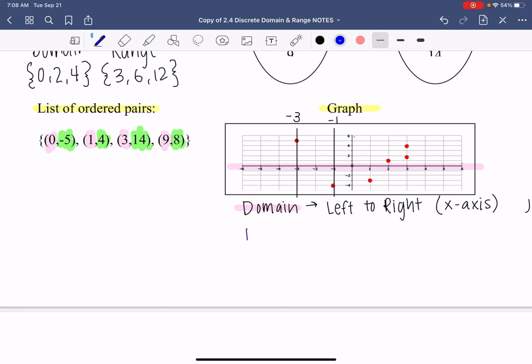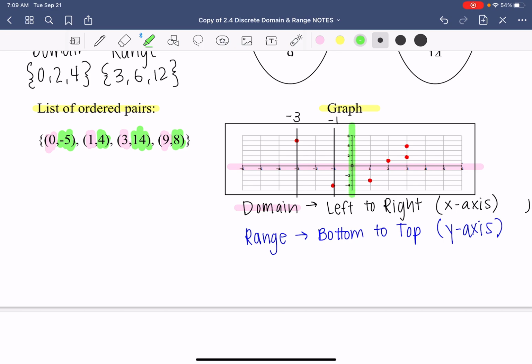Okay, next, for range, it's like riding an elevator. So it goes from bottom to the top. And it's based off of where it's at on the y-axis because our range is our y coordinates. So you go from bottom to top. The most bottom one these points get is at -4 on the y-axis. And same thing for the next one. The next one's at -3, and that's based off of where it's at on the y-axis.